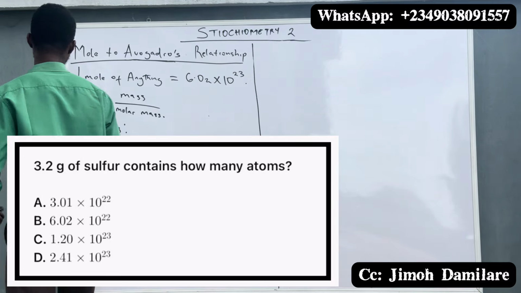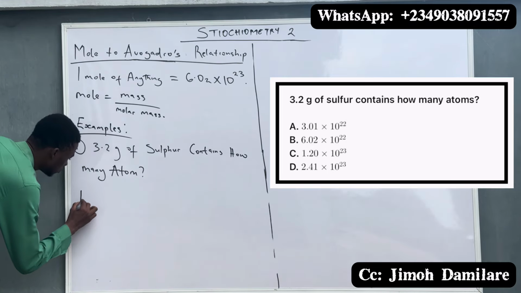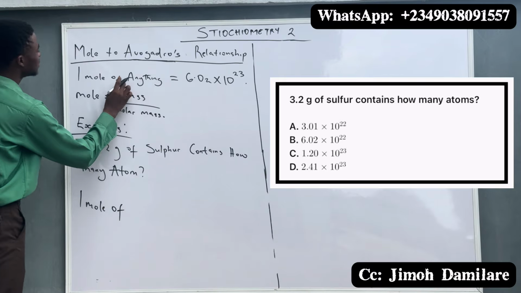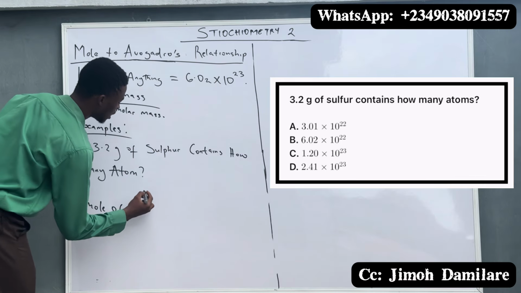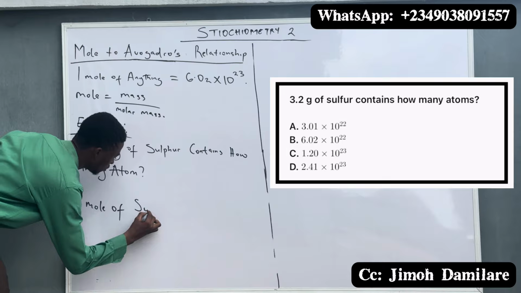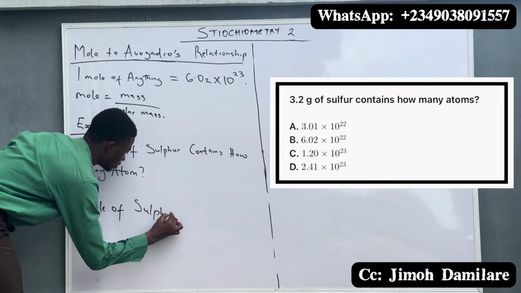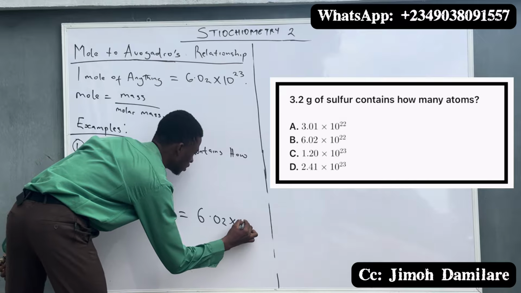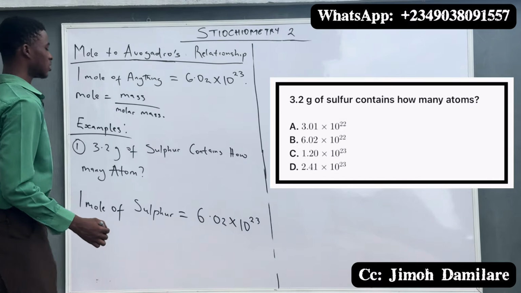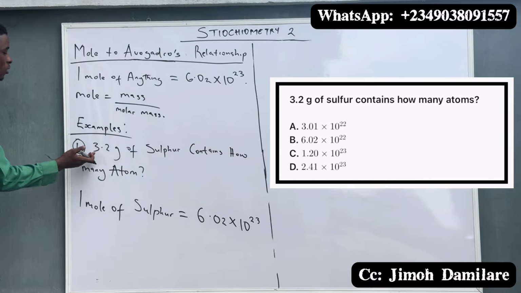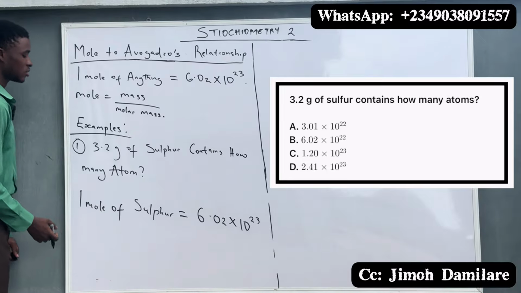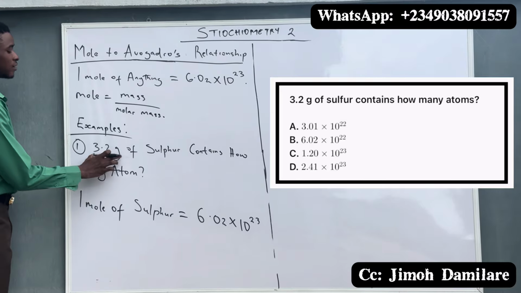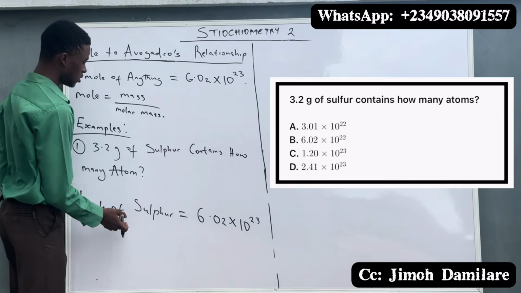So one thing that we know is that 1 mole of, so instead of writing anything, you can just put sulfur that we are working with. So we can say 1 mole of sulfur is equal to 6.02 times 10 raised to the power 23. So now that we know this, we cannot put 3.2 gram of sulfur here because this is in mole. So whatever has to be here must be in mole. So we have to convert 3.2 gram of sulfur to mole.